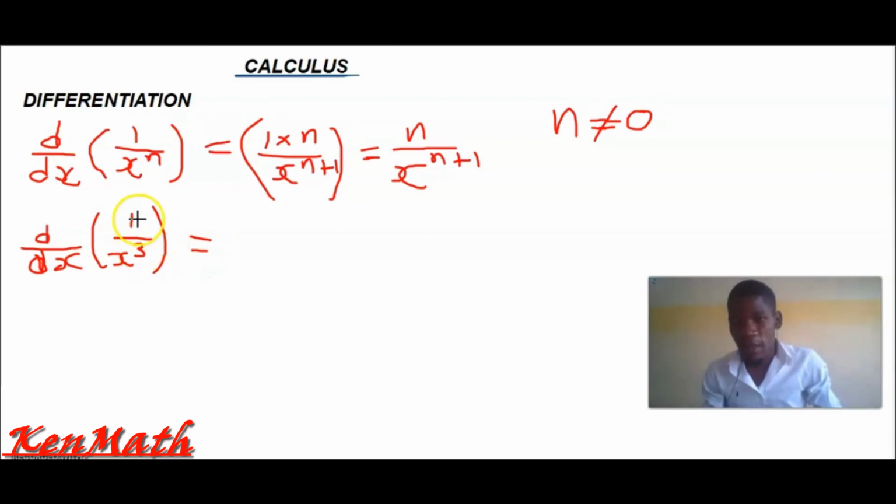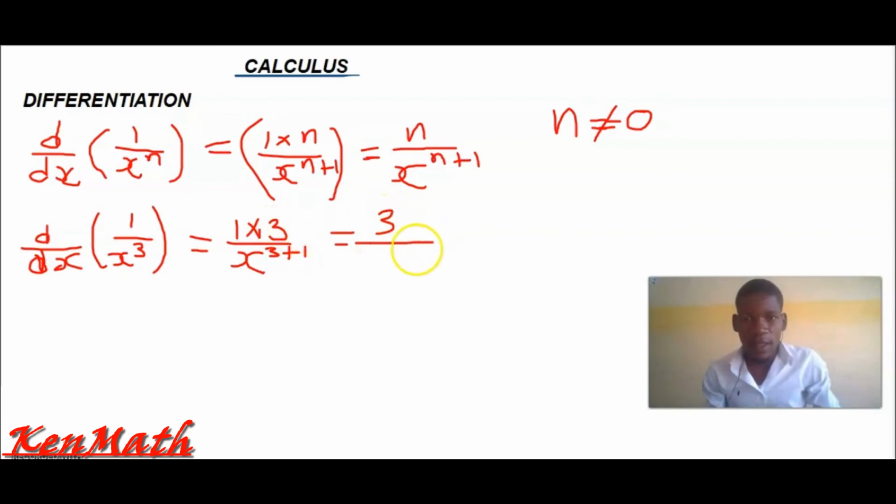The power multiplied by 1, so 1 multiplied by 3, that's what we have done there on top. Then for x, from the power we add 1, so 3 plus 1, which gives us 3 multiplied by 1, which gives us 3, and then over x to the power 3 plus 1, which gives us 4, so x to the power 4. That's how they find that one.